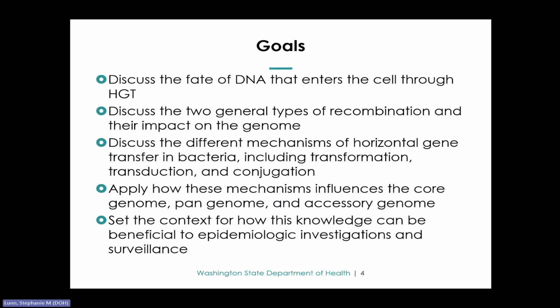So with all that said, here are our goals for today. First, we're going to discuss the fate of DNA that enters the cell through horizontal gene transfer. Next, we're going to discuss the 2 general types of recombination and their impact on the genome. And recombination is very important, as mechanisms of horizontal gene transfer can require recombination systems. After that, we're going to dive into the different mechanisms of horizontal gene transfer in bacteria, including transformation, transduction, and conjugation.